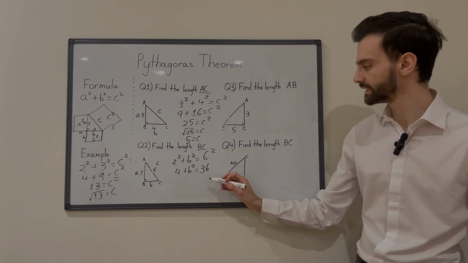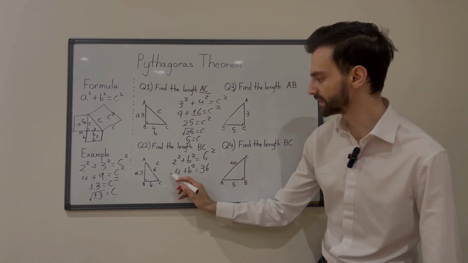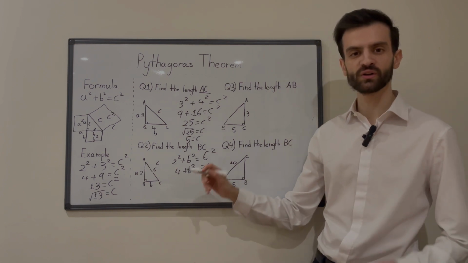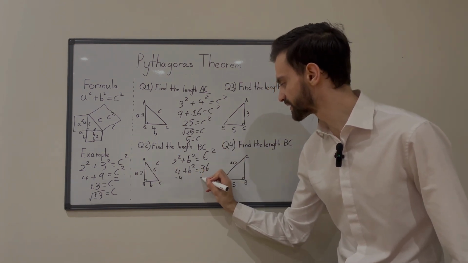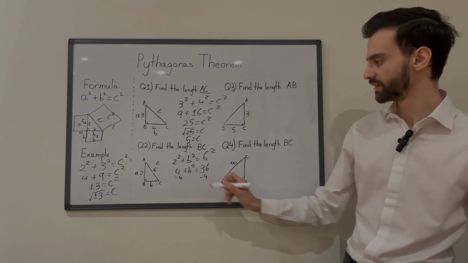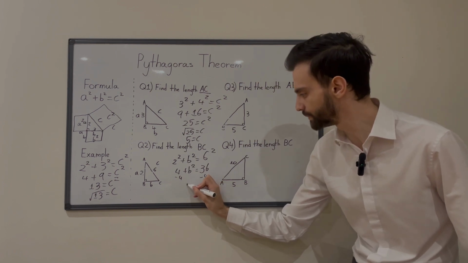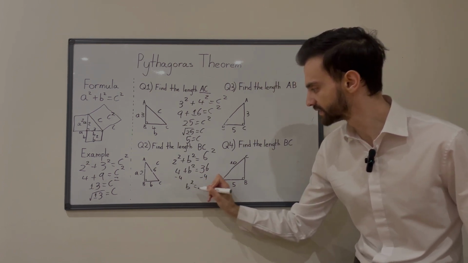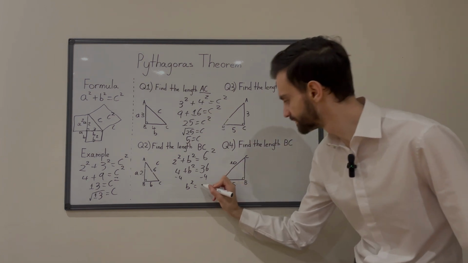Rearrange this by trying to get B squared by itself. To do that, we need to find what's the opposite of a plus 4, which is minus 4. So we minus 4 on both sides. The 4's underneath cancel out. So we're left over with B squared equals 36 minus the 4, which is 32.